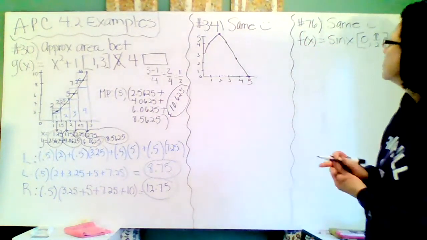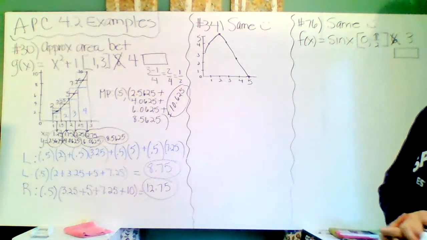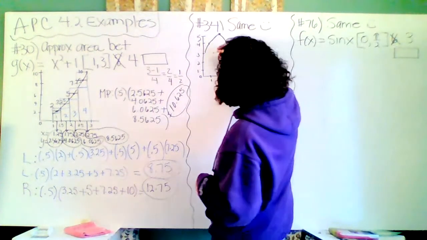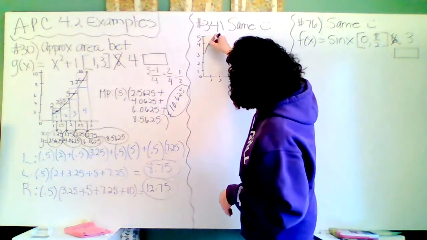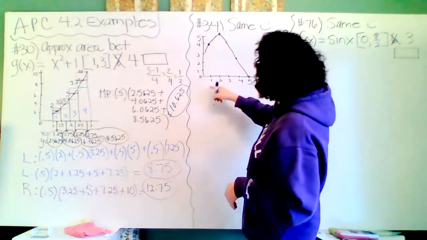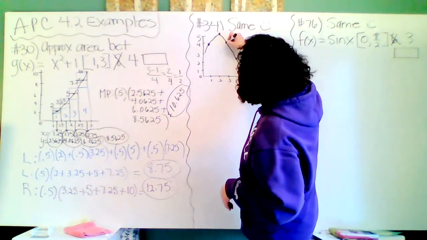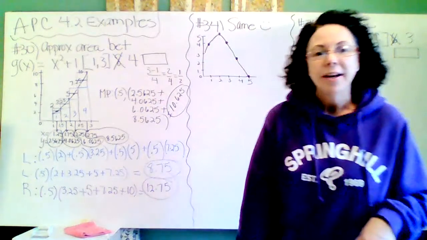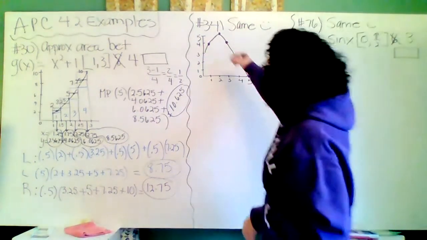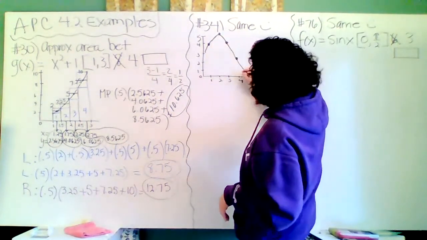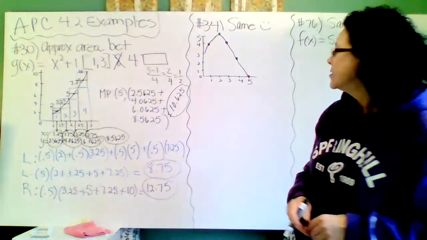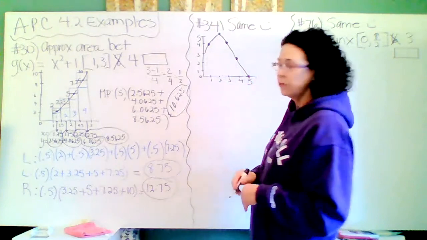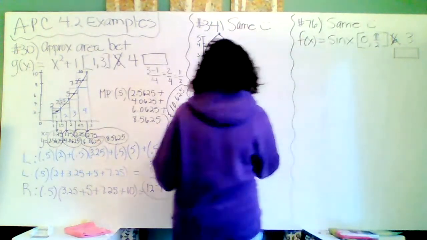Now, on problem number 34, we're doing the same, left, right, and midpoint. And the area they had shaded in was in between an x value of 1 and an x value of 5. And I kind of just made these points a little bit bigger to show you. So they gave you a graph and they shaded in right here. Okay. And so they were using 1, 2, 3, 4 rectangles. Okay. So I'm going to go ahead and draw that.